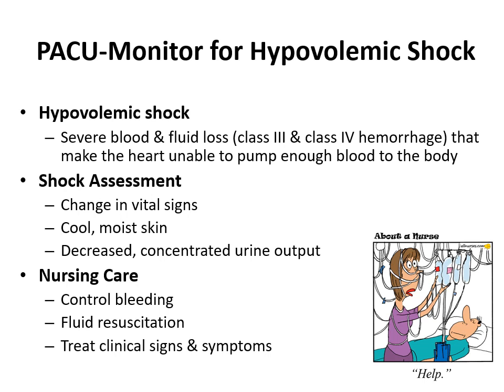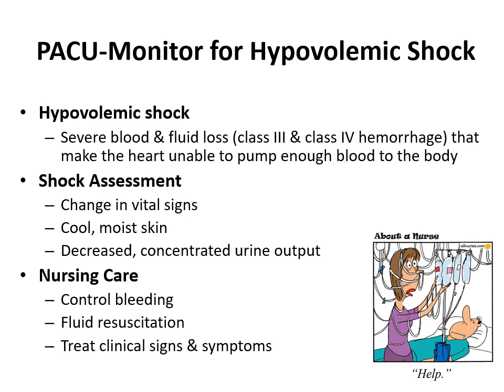So going back to the PACU, where we're monitoring for hypovolemic shock, where you see severe blood loss and fluid loss. Class 3 and class 4 hemorrhage is what hypovolemic shock is. You're going to learn a lot more about that later on. You don't need to remember class 3 or class 4, but I do want you to remember hypovolemic shock can occur due to extreme blood loss. If it gets extreme enough, the heart is unable to pump enough blood to the body. You lose enough blood that you have too little volume to pump through your body.